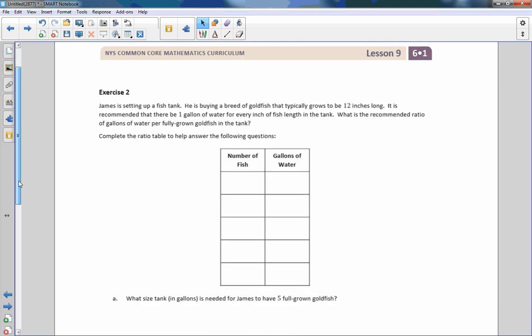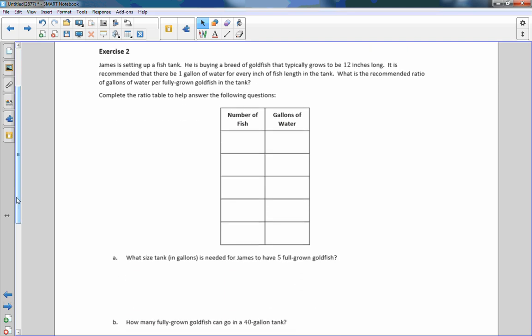Exercise 2. Try this on your own. Pause the video if you want to give this a shot, and then come back and see how you did. Okay, so here James is setting up a fish tank. He's buying a breed of goldfish that typically grows to be 12 inches long. So he's buying small goldfish that are going to grow, and eventually they will be 1 foot long or 12 inches long. It is recommended that there be 1 gallon of water for every inch.